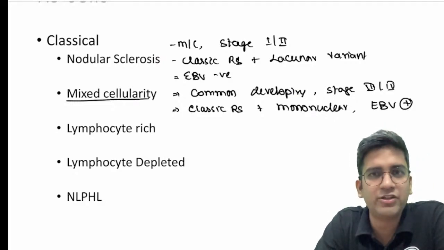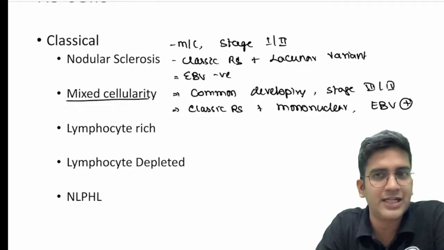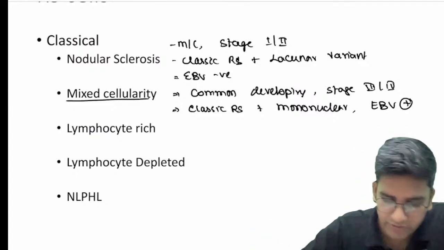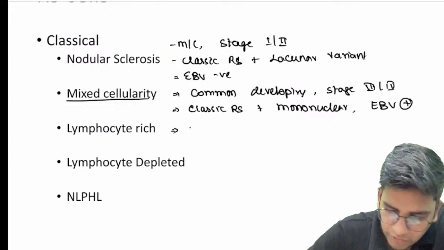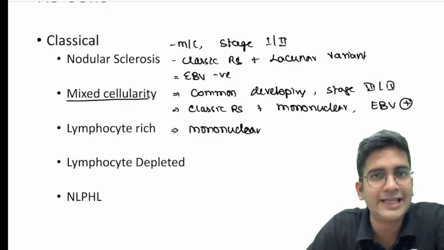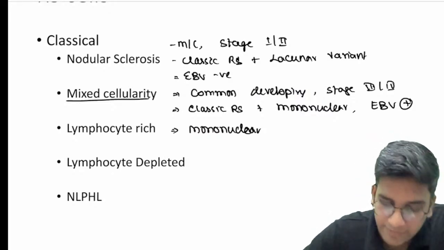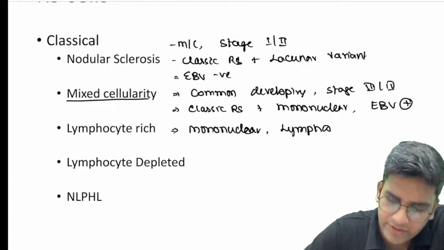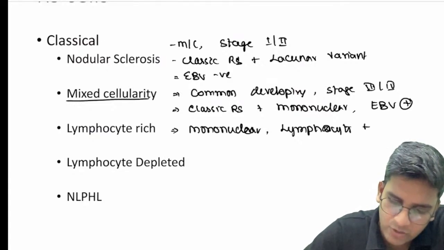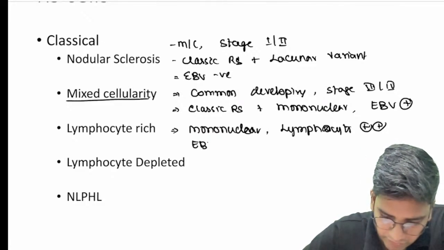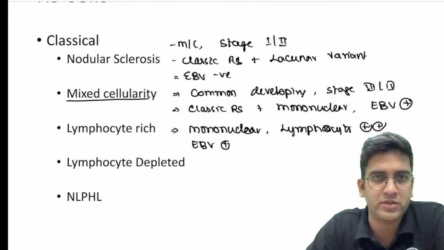The reason for me writing developing nations is infection associated. That's why I'm saying it's developing nations. That's all fine. Then lymphocyte rich. Lymphocyte rich, again, I'll have more of mononuclear RS cells and also your classical RS cells, right? I'll have a good amount of T lymphocytes alone in the background. I won't have your eosinophils here. As the name says, lots of lymphocytes in the background. This also is EBV positive, fine. So also is an EBV positive lesion, okay?